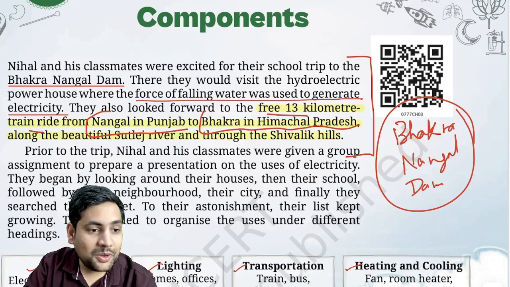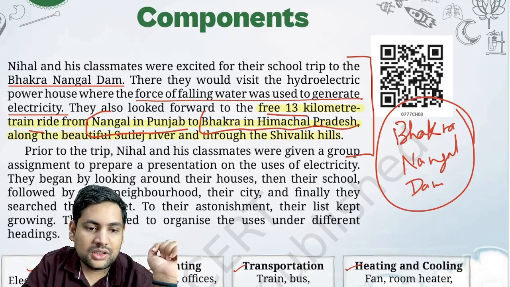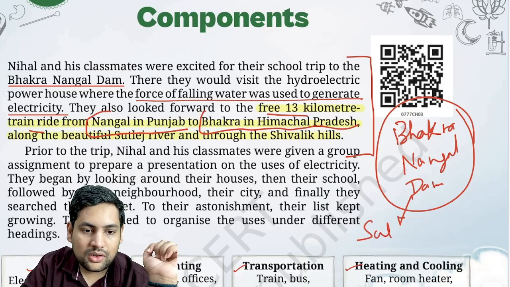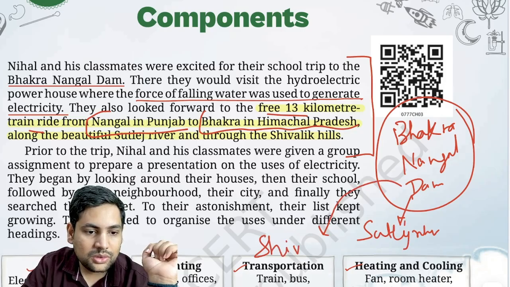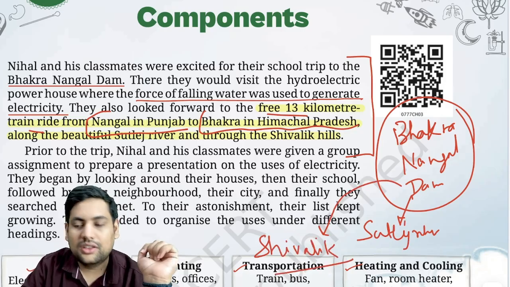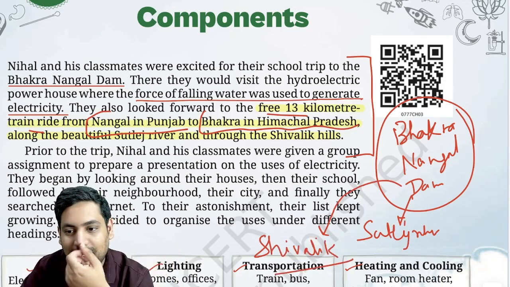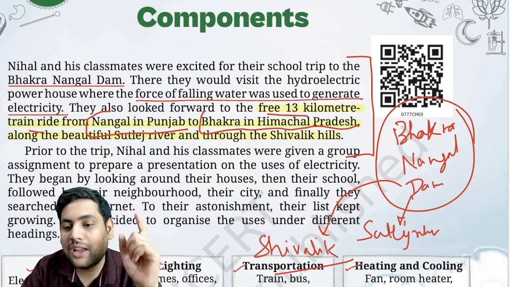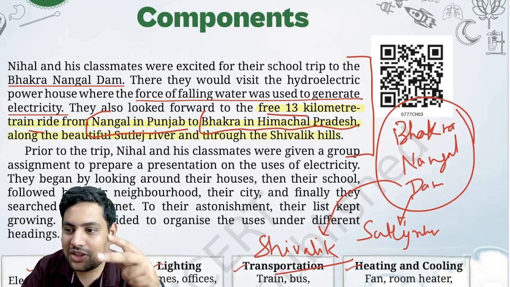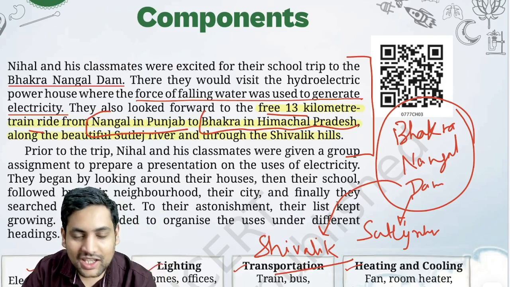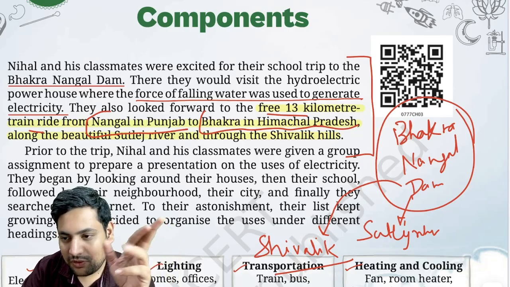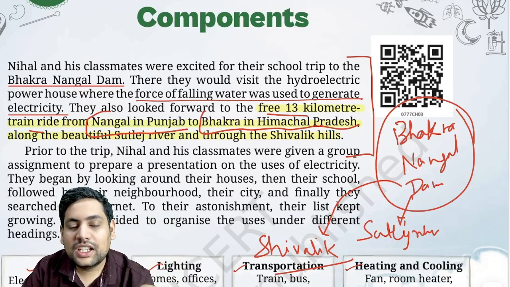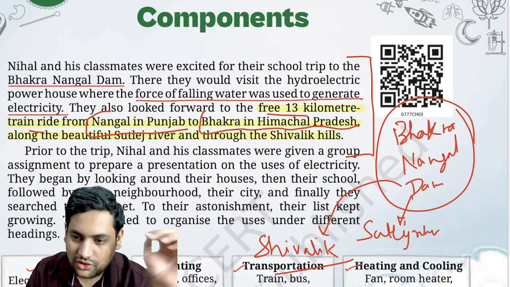Then it also tells more about the location. So this is based on the Satluj River, and what kind of mountains? It is on the Shivalik mountains. Correct. So please remember Bhakra Nangal Dam, border of Himachal Pradesh and Punjab, Nangal is in Punjab, Bhakra is in Himachal Pradesh, flows on Satluj River and Shivalik mountain ranges.